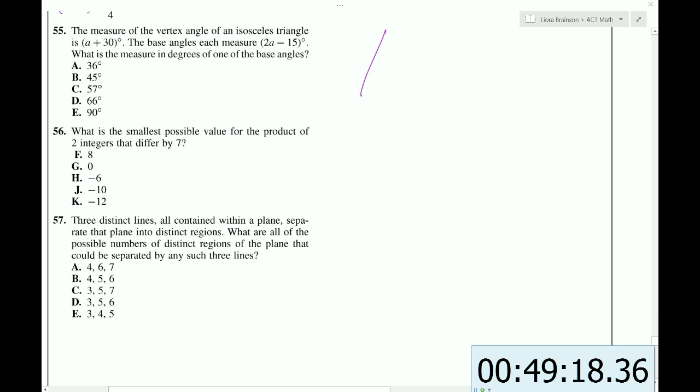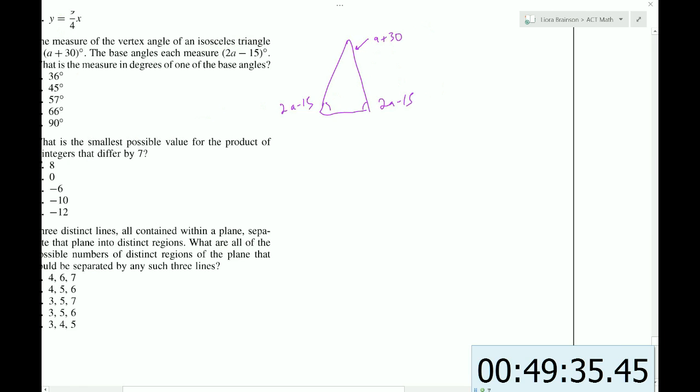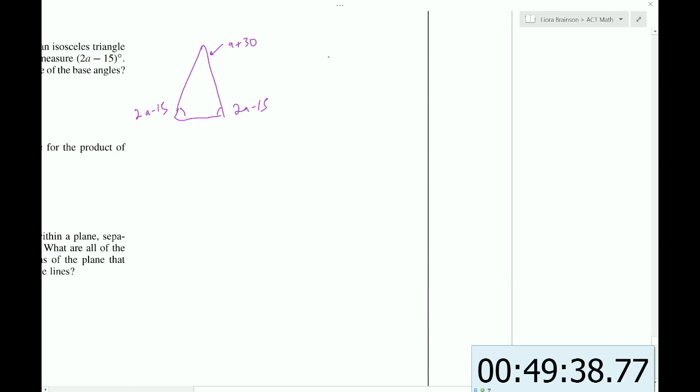The measure of a vertex angle of an isosceles triangle is a plus 30. The base angles each measure 2a minus 15. What is the measure in degrees of one of these base angles? The trick here is that all three have to add up to 180. So 2a minus 15 plus 2a minus 15 plus a plus 30 has to equal 180. Now I just combine like terms. I've got 5 a's, and then minus 30 plus 30 cancels out. So 5 a's is 180. That means a is 36.